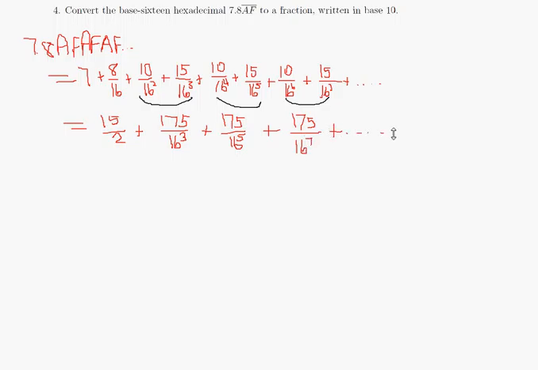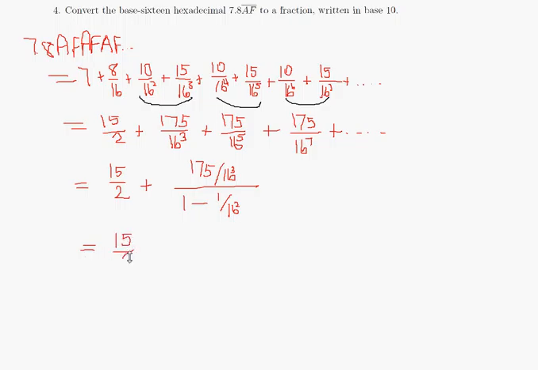So except for the very first term, what we have here is an infinite geometric series. So we have 15 halves, plus the first term, which is 175 over 16 to the third, over 1 minus the common ratio, which is 1 over 16 squared. So then it's just a matter of simplifying and combining these to be a single fraction.